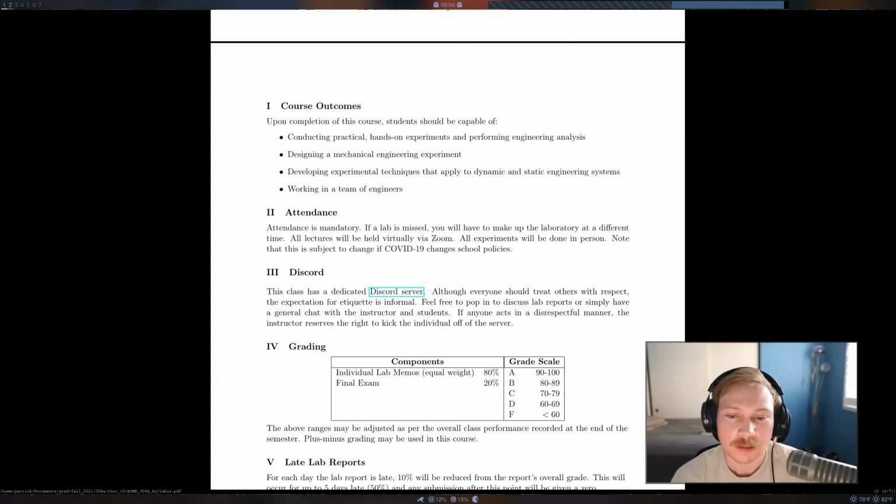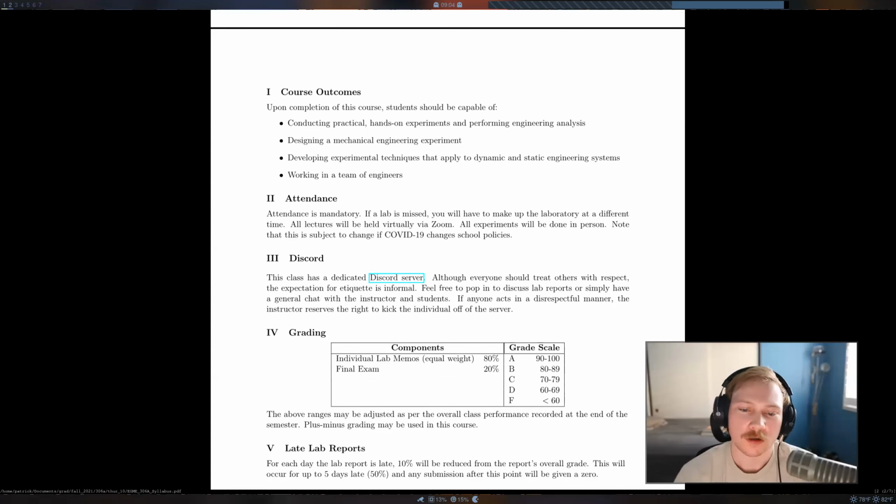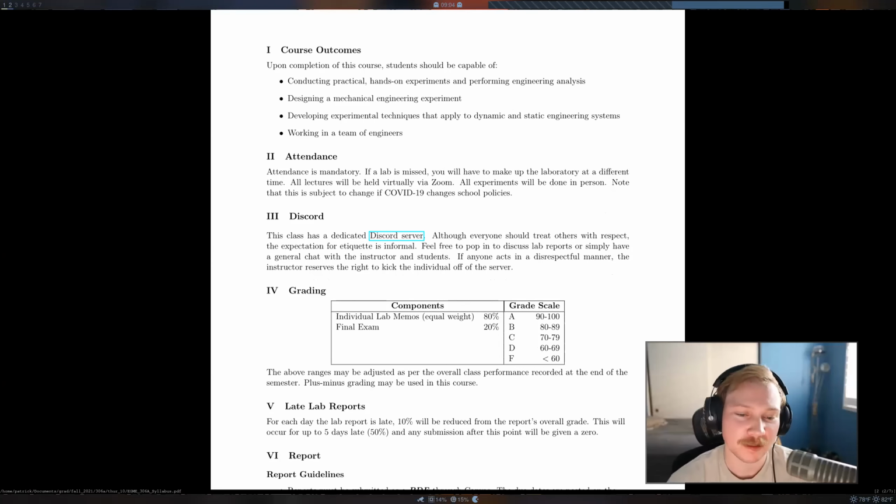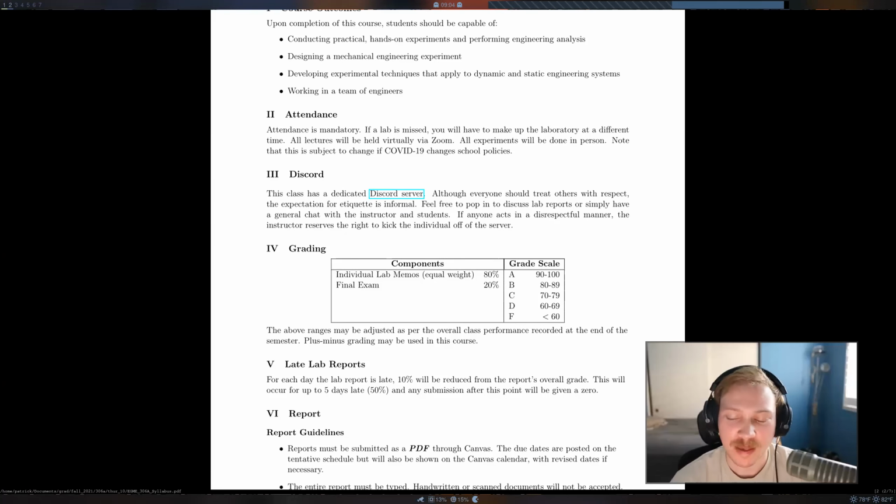Okay. So, course outcomes. We're going to be doing experiments as a team, and that's basically it. Attendance is mandatory. So, again, if you miss a lab, it says you have to make it up, and really, I want everyone to do every single lab. It's really important that you show up to do the lab if you're healthy.